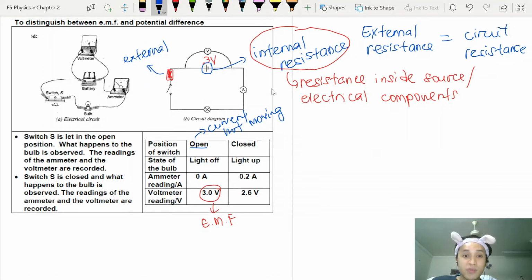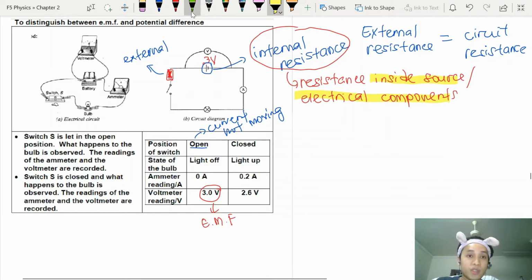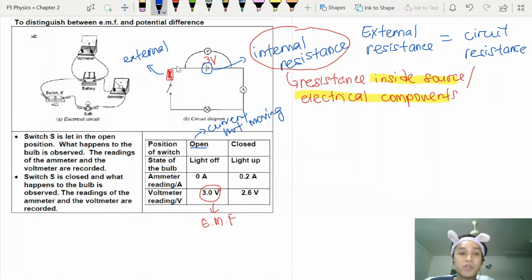Okay, now internal resistance, it's either inside the source or electrical component, meaning inside your battery and your light bulb. Inside your battery and light bulbs, inside this electrical component, they have their own resistance. So when we do calculation, we need to consider two types of resistance. One is the resistance outside the circuit, another one is inside, but inside where? One is the source battery, another one is the light bulb.